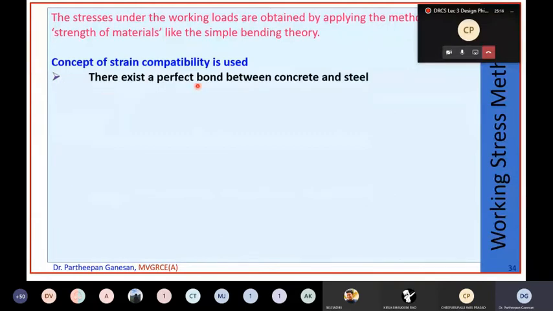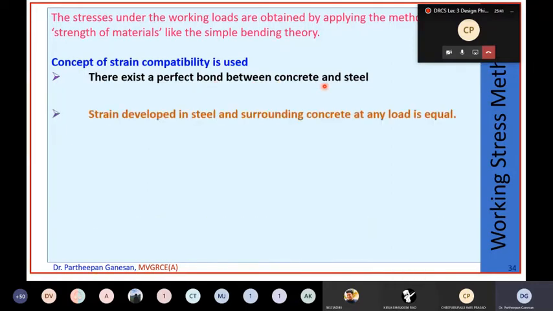here there exists a perfect bond between concrete and steel, as essentially reinforced concrete is a composite material which consists of concrete and steel. There is a perfect bond between concrete and steel. That is why you are having the same strain. As I told you, we use steel as reinforcement in the concrete because the coefficient of thermal expansion for concrete and steel is almost the same. So we are using steel as reinforcing steel, and there is a perfect bond between concrete and steel.